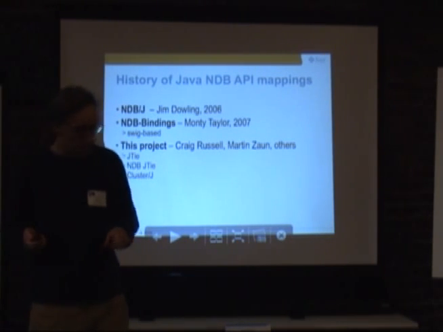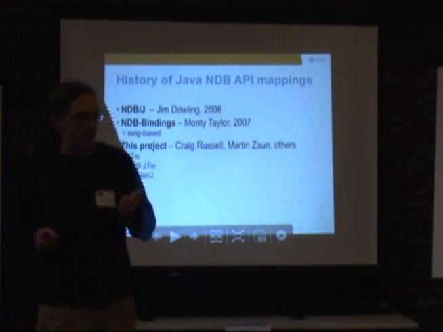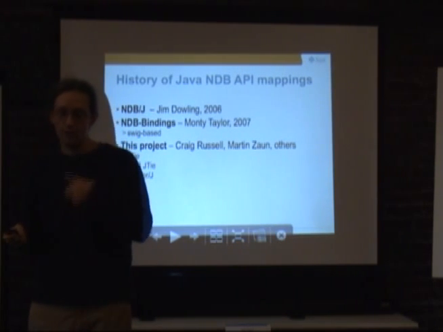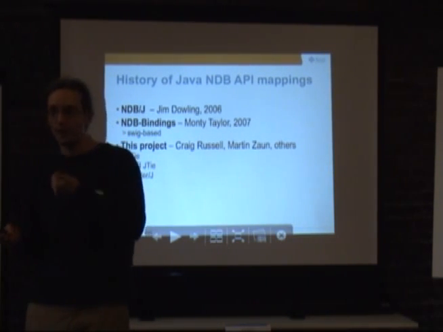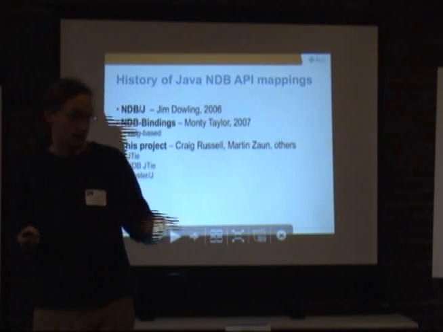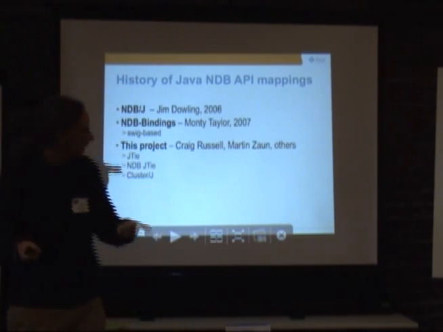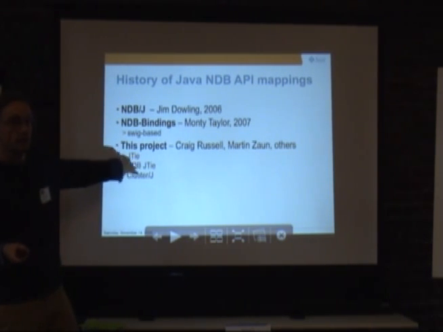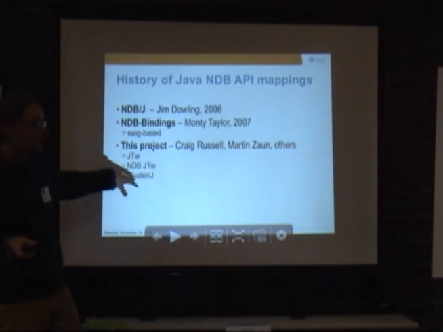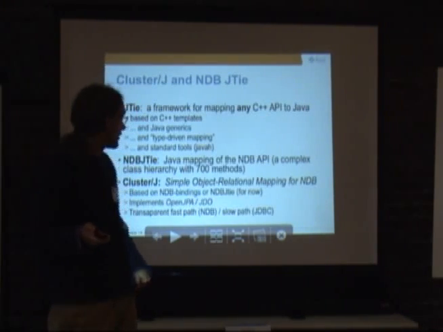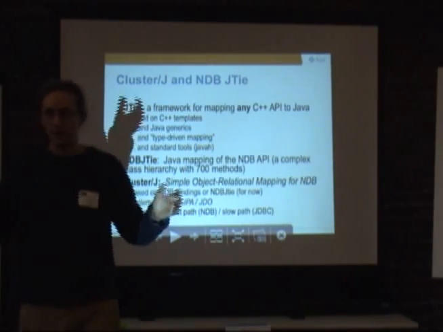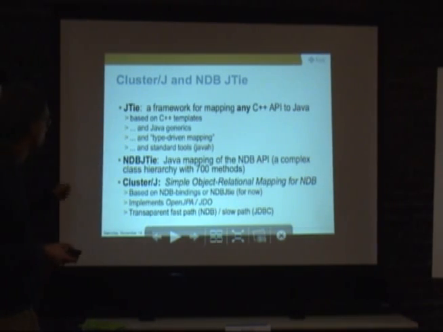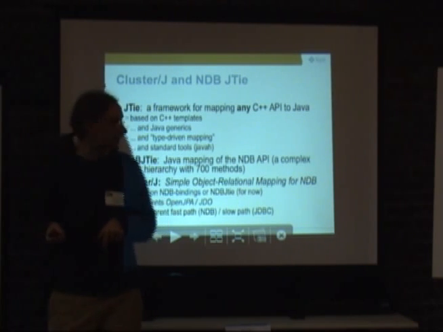And then this project, so JTie is a new generic system to basically map any C++ API, no matter how complex it is, to Java. NDB JTie is a mapping of the NDB API that uses JTie. And then ClusterJ is the high-level Java stuff, JDO, OpenJPA on top of that. So why did we do this? Why did we not use the bindings?